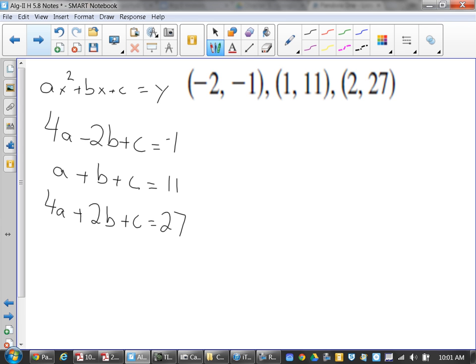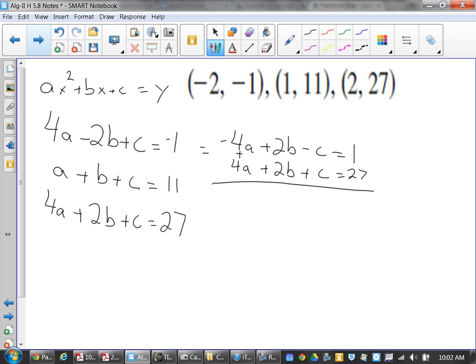Phoebe recognized this. If you look at the first and third equation, if I take the first equation and multiply it by -1, I get negative 4a plus 2b minus c is 1. Everybody okay with that? I just multiply everything by -1. Take that third equation and add it to it. What happens when you add these together? You get 4b equals 28. What's b then? 7, I think.